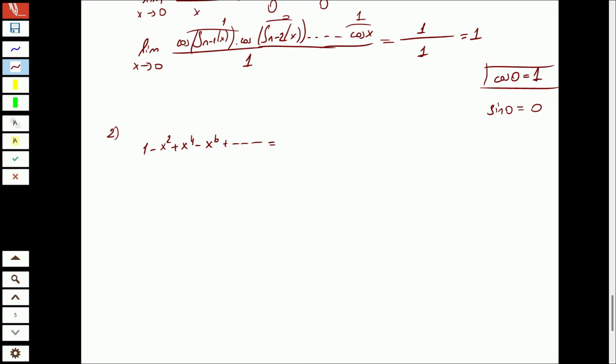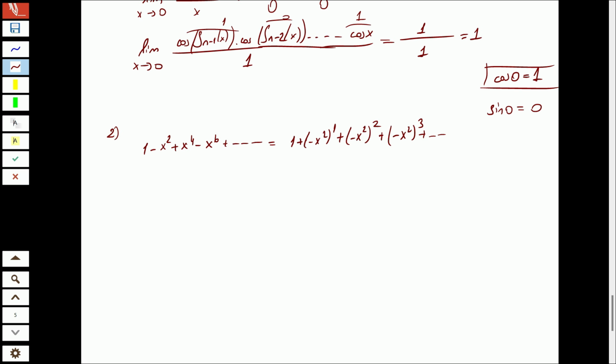We can write this in terms of minus x squared. Why? Because 1 plus minus x squared to the power of 1 plus minus x squared to the power of 2 gives us x to the power of 4, the same. And the fourth term is minus x squared to the power of 3, which is also minus x to the power of 6. Okay, we wrote this one in terms of minus x squared.